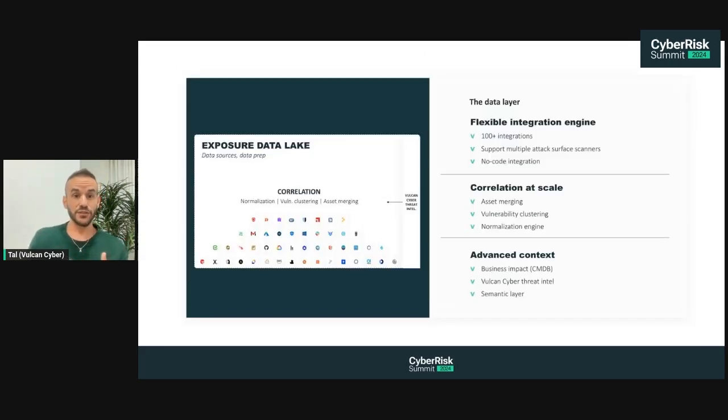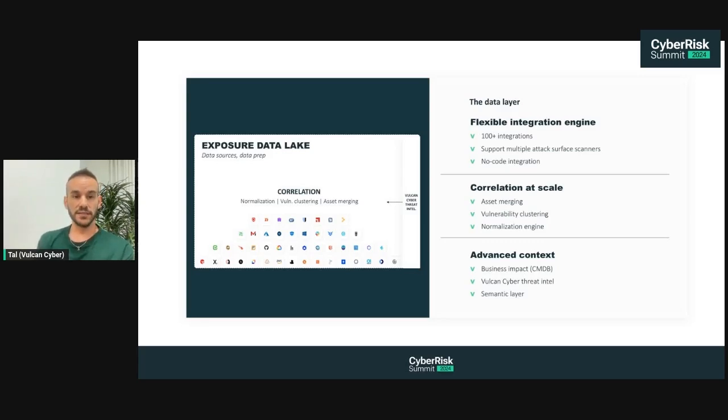So I just mentioned the data layer. In the data layer itself, it's flexible, and we already have more than 100 integrations. As Aviva mentioned, it's a no-code integration, so if you want to request a new integration, you can do it relatively simply. We're operating at scale. You asked us how we decide what the risk should be, and, for example, how we decide to merge things together. All of that comes into play in the Vulcan data pipeline, and we're doing everything at scale.